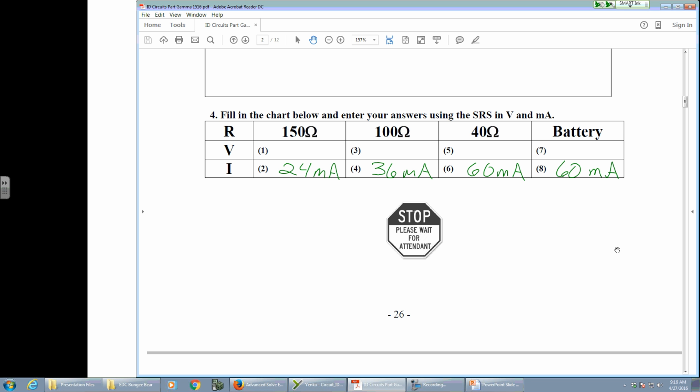So let's see. But would Ohm's law work for the battery? Does the battery have a resistance? Oh, we know the battery. Good point. I can just write that one right in, right? So, how many volts is across the 100 ohm resistor, let's say?